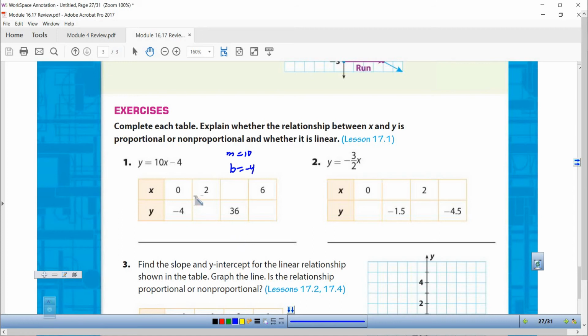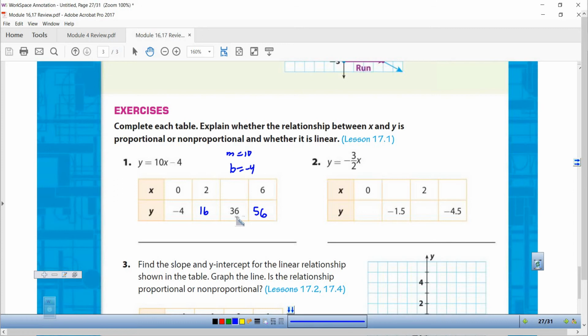All right, so if we take a look here, 10 times 2 is 20. 20 minus 4 is 16. All right, let me skip over to this one. 10 times 6 is 60, 60 minus 4 is 56. Now what about this one? Well, 0, 2, it looks like it should be 4, right? But we don't know for sure it follows that pattern.